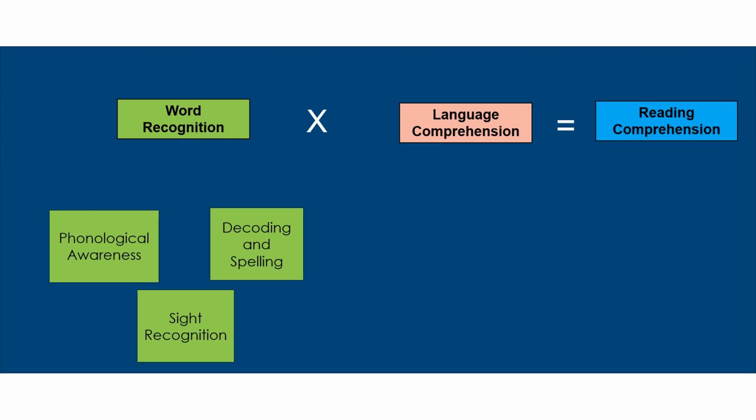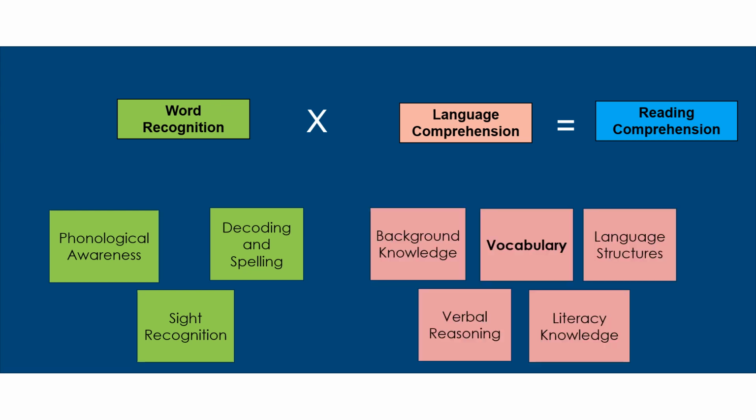These subskills become integrated over time to become increasingly automatic. In language comprehension, subskills include background knowledge, vocabulary, language structures, verbal reasoning, and literacy knowledge, which become increasingly strategic. The mastery of these subskills, combined and integrated, leads to a skilled reader who can adequately comprehend. Today, we will be focusing on vocabulary and an explicit instructional routine to help with this subskill.